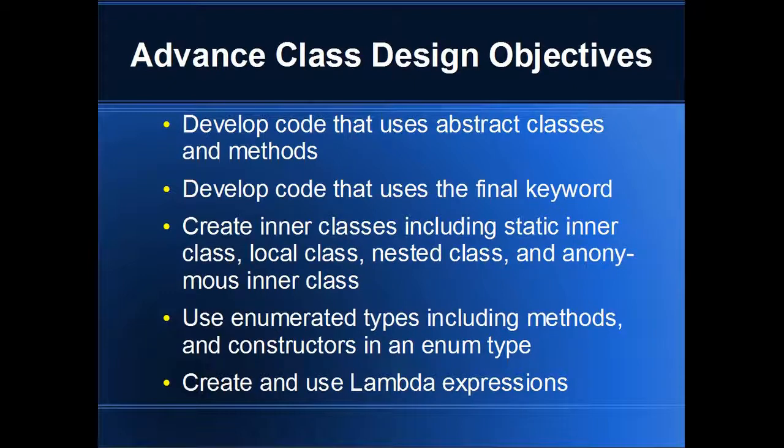So on the certification, there are five topics we're going to cover. We're not going to cover lambdas today. In the Java 8 certification, you need to know how to develop code that uses abstract classes and methods, develop code that uses the final keyword, create inner classes including static inner classes, local inner classes, nested classes, and anonymous inner classes, and use enumerated types including methods and constructors in an enum type. Again, we're not covering lambdas. Lambdas are a separate topic.